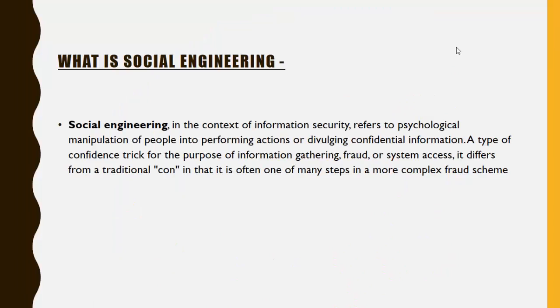So what is social engineering? Social engineering, in the context of information security, refers to the psychological manipulation of people into performing actions or divulging confidential information. A type of confidence trick for the purpose of information gathering, fraud, or system access. It differs from a traditional con in that it is often one of many steps in a more complex fraud scheme. Social engineering, in simple words, is manipulating another person verbally. That is called social engineering.